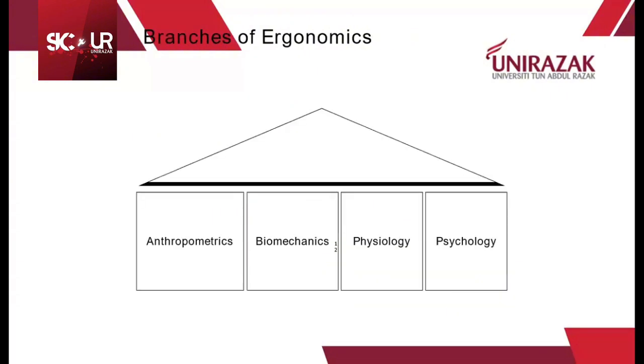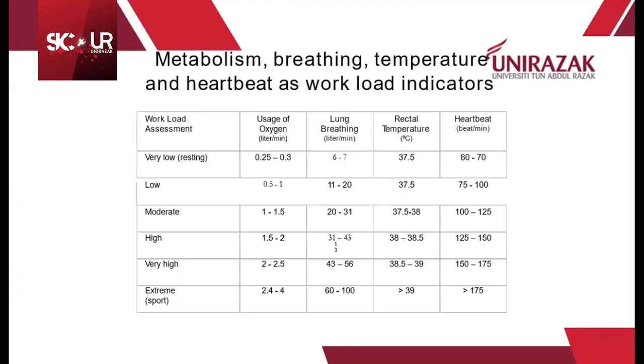So melalui ergonomik, kita ada beberapa part ataupun branch of ergonomik, ada anthropometric, ada biomekanik, ada fisiologi dan ada juga psikologi. So anthropometric ni merujuk kepada kita punya ukuran tubuh badan. So biomekanik ni kita punya perilaku lah. So yang daripada puan daripada ASN lebih faham lah kot part of anthropometric, biomekanik. So metabolism, breathing temperature and heartbeat as workload indicator.